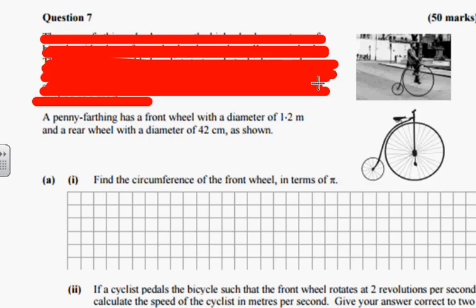All that can disappear. Now, it has a diameter of 120, now 1.2. I'm going to convert that straight away into centimetres, because I'd like it to be the same as the other one. Therefore, it has a radius of 60. The other one has a radius of 21. Find the circumference of the front wheel being the big one. Circumference formula?